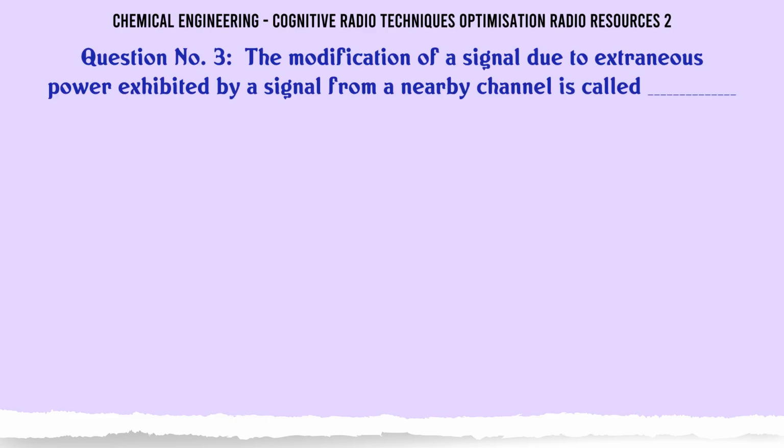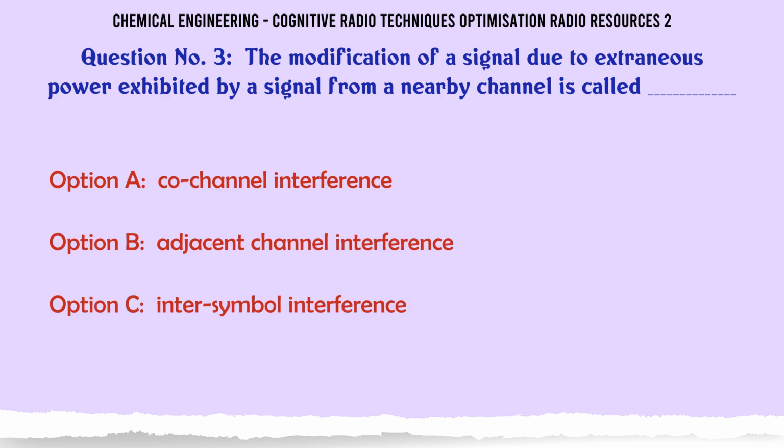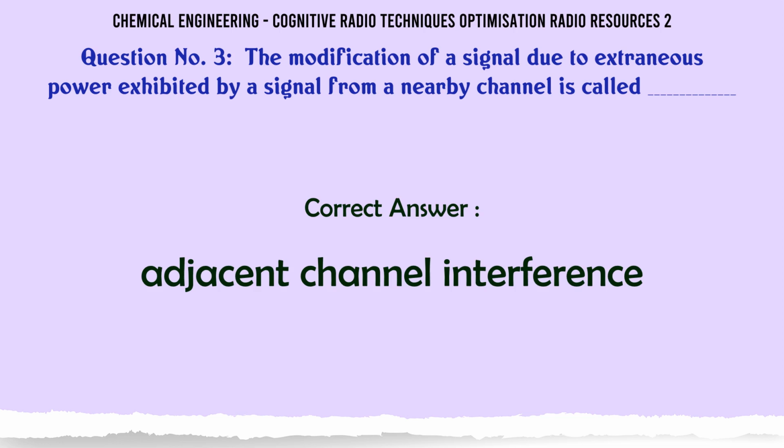The modification of a signal due to extraneous power exhibited by a signal from a nearby channel is called A. Co-channel interference. B. Adjacent channel interference. C. Inter-symbol interference. D. Inter-carrier interference. The correct answer is adjacent channel interference.